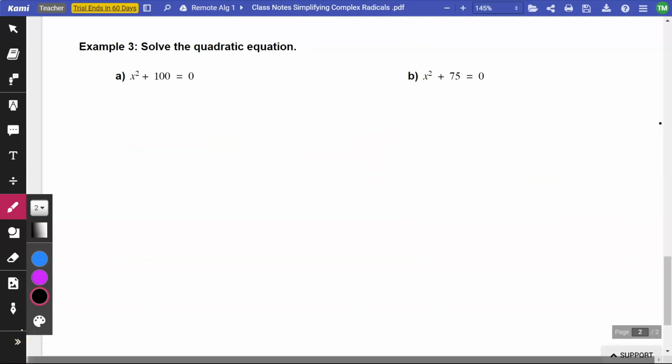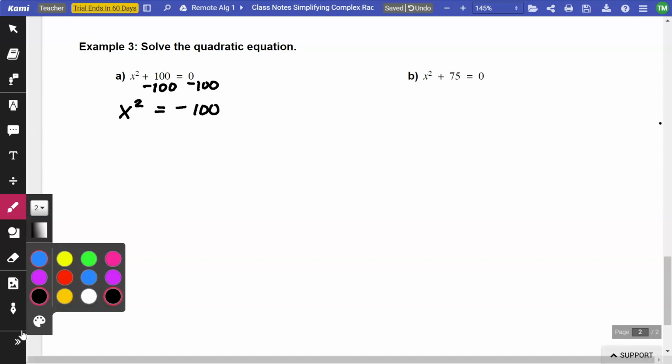For example 3, I just threw in a couple of quadratic equations that have complex solutions, which means that the x-intercepts for both of these equations are actually imaginary numbers. So I'm going to show you what that looks like sometimes with a quadratic equation. In the first one, x squared plus 100 equals 0. Because we only have 2 terms here, I'm going to go ahead and subtract 100 to the other side. And I'm going to have x squared is equal to negative 100.